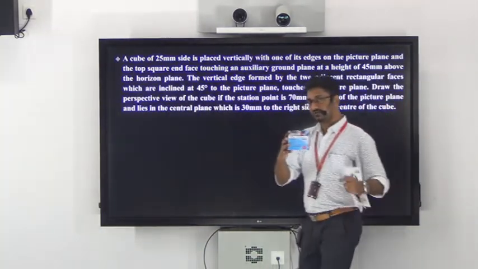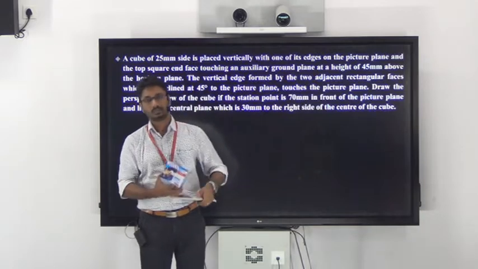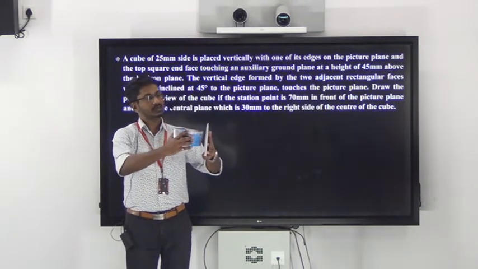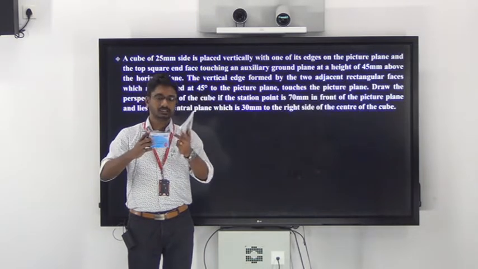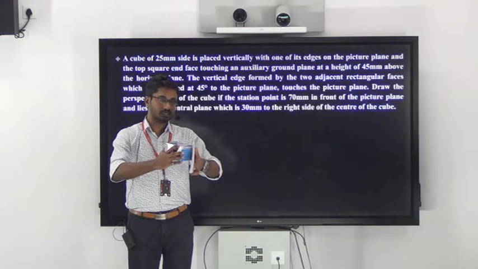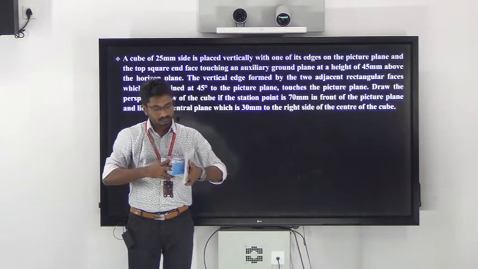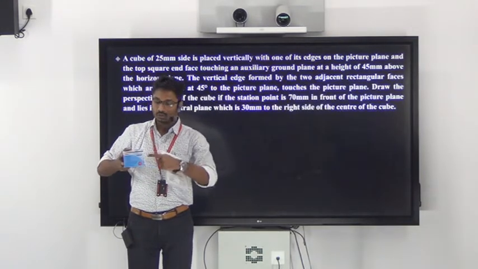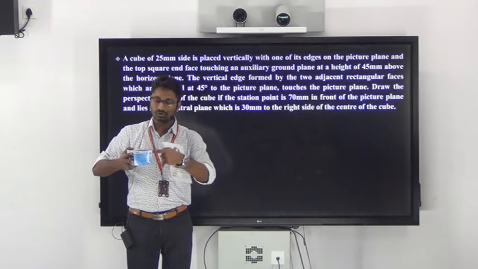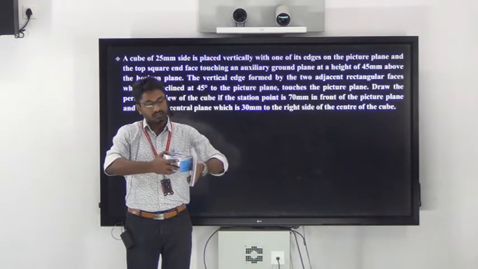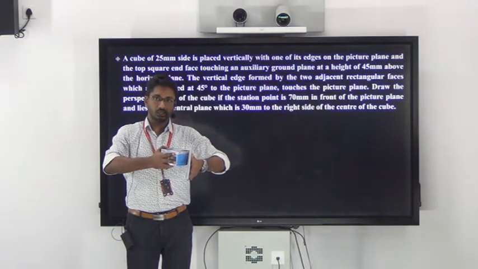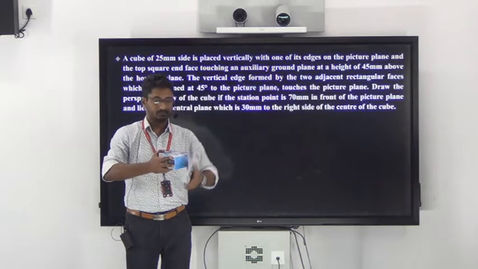So if this is our cube having dimension 25 mm, and if this is the picture plane, the cube is placed like this. So this vertical edge is touching the picture plane and you are looking at the object from there. And these are the two faces adjacent to this vertical edge. So these two faces are inclined at 45 degree with the picture plane. So this is the condition of the cube with respect to the picture plane.